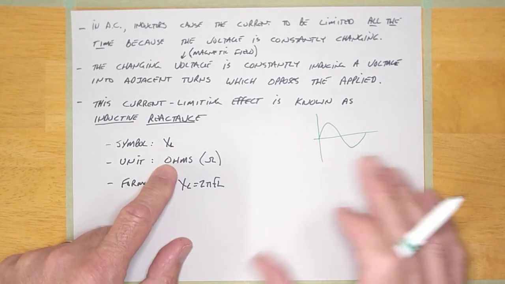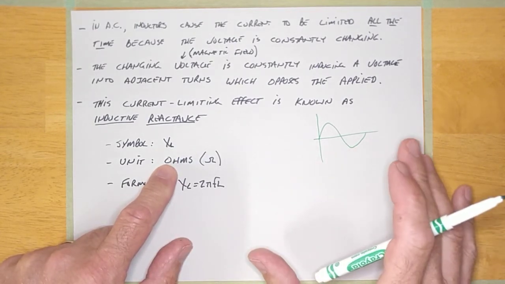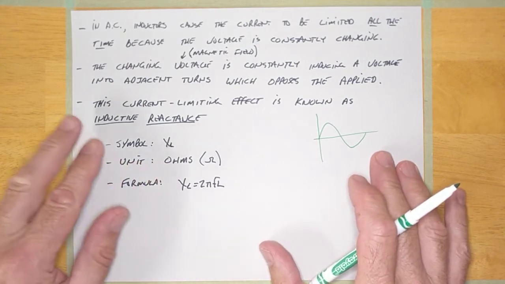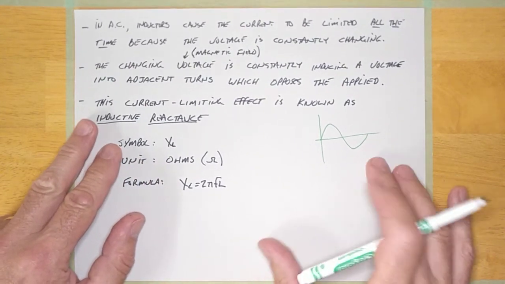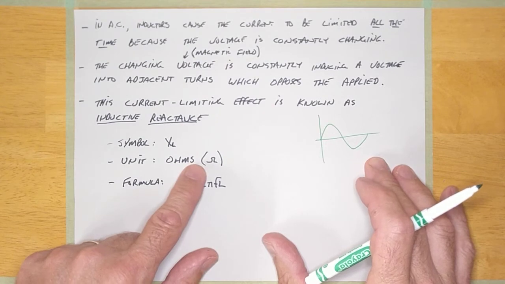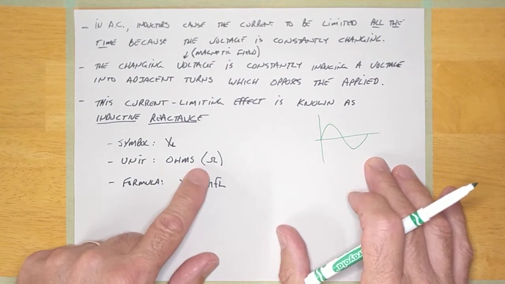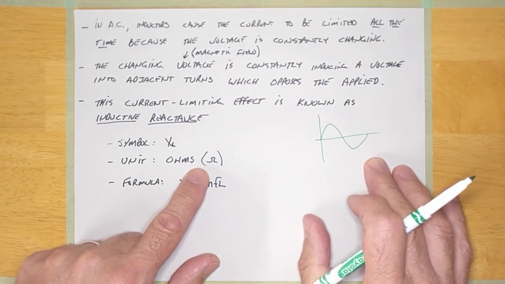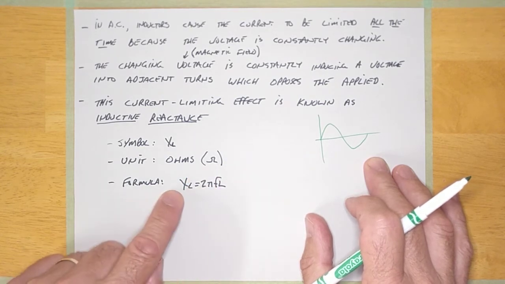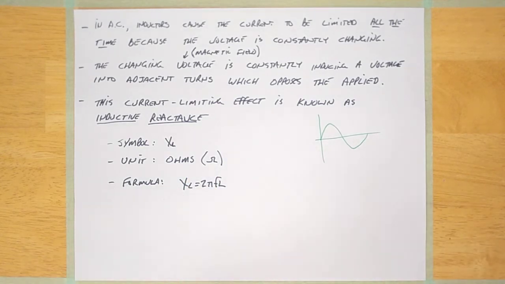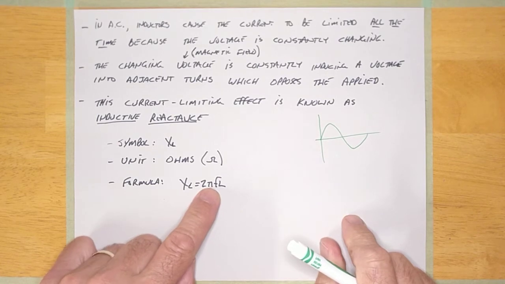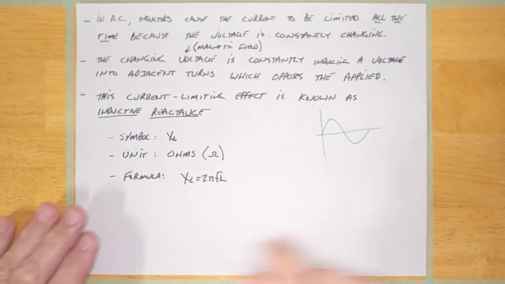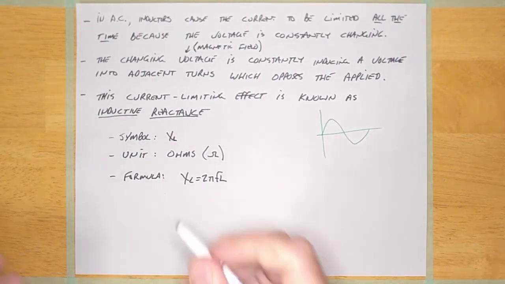Its unit is ohms, and there's a bunch of different things that limit current in AC: resistance, inductive reactance, also capacitive reactance, which we're going to learn about pretty soon. Anything that limits current is going to be measured in ohms. And here's the formula for inductive reactance: XL is equal to 2 pi FL, where XL is the inductive reactance, guys.